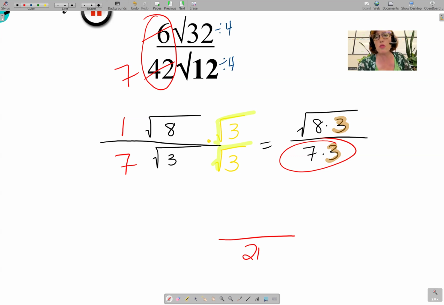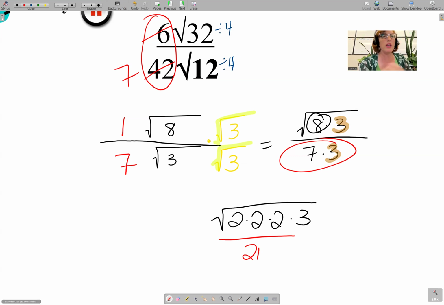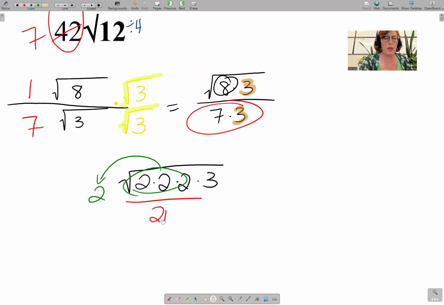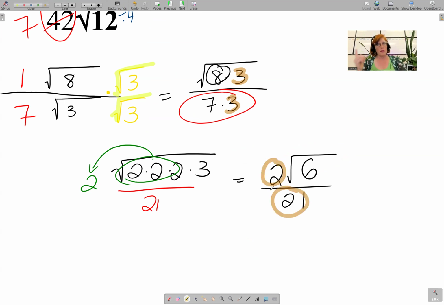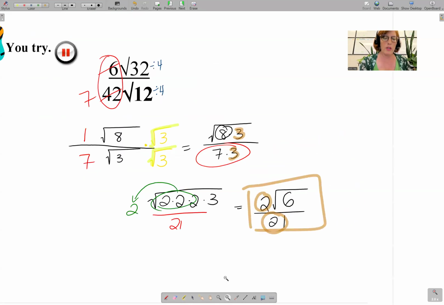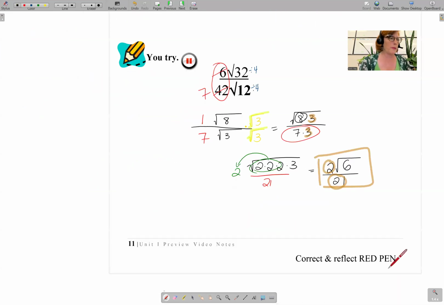But wait, there's more. 8 breaks down: 2 times 2 times 2 times 3. There is something you can simplify. You can take out a pair of 2's. Final answer here should be 2 root 6 over 21. Check. Can't reduce the outies, nothing to reduce on the innies, and you are done. Outies, innies, simplify.